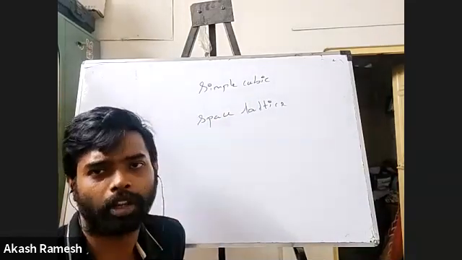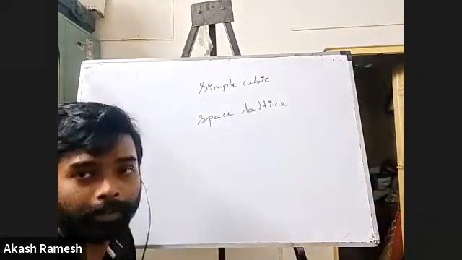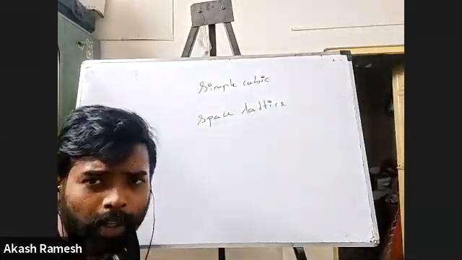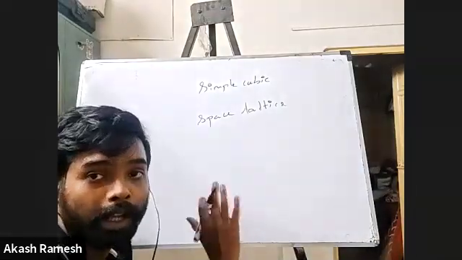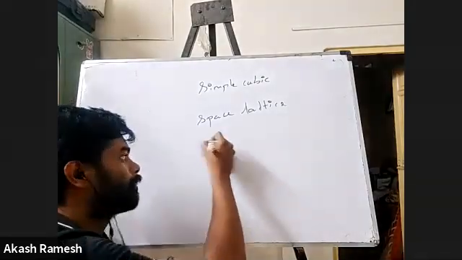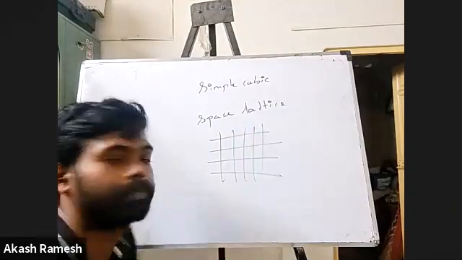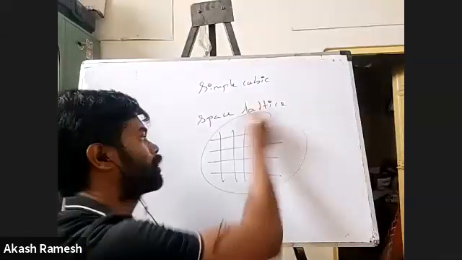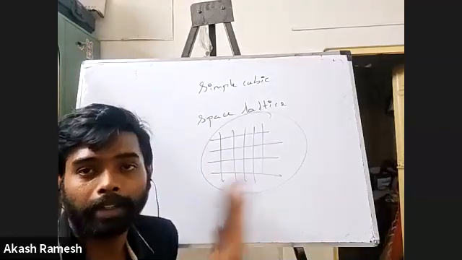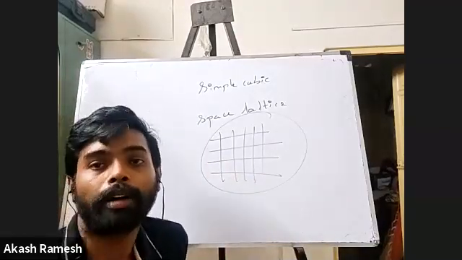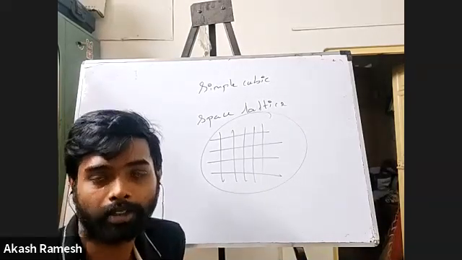Say I take a crystalline solid. Assume that I have a crystalline solid here. Now I am going to divide this solid into equal parts with the help of vertical and horizontal lines. These are the horizontal lines, these are the vertical lines. Assume that this is the entire solid.